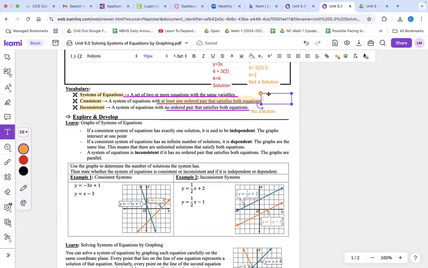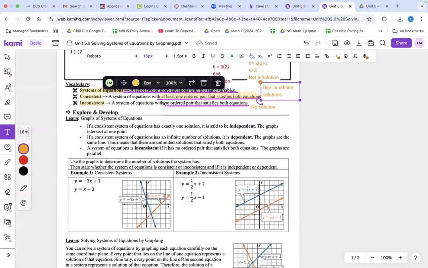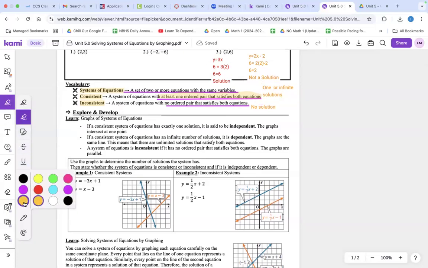Come up here to this one, and you're going to write one solution or infinite solutions. All right, it's either going to be one solution or it's going to be infinite solutions. That is consistent. I know the words are new to you, but let's keep going and let's make an application. Also, let's highlight no ordered pairs for inconsistent.